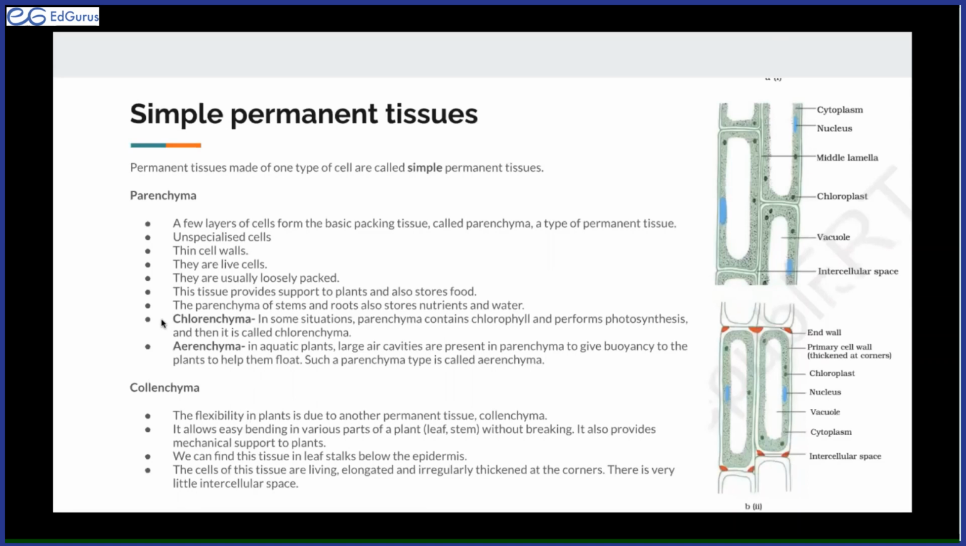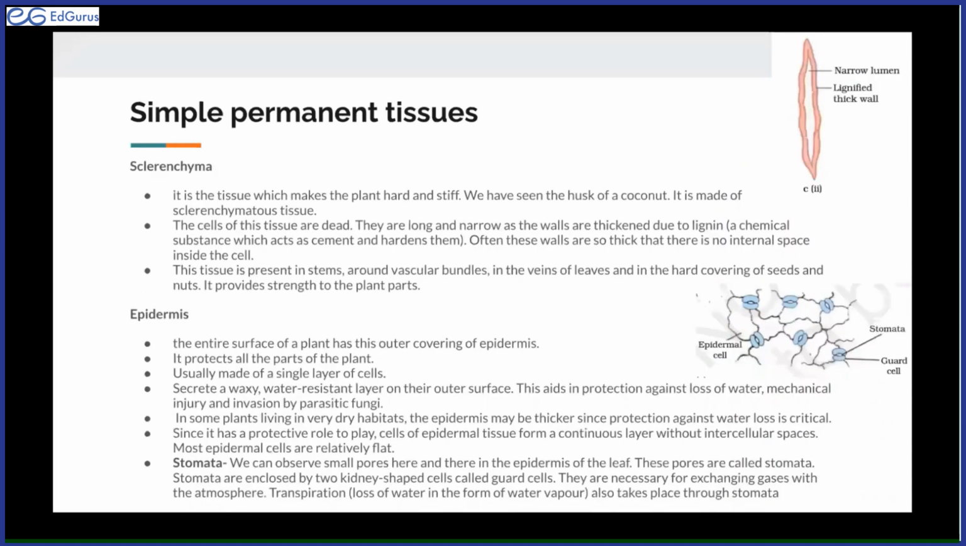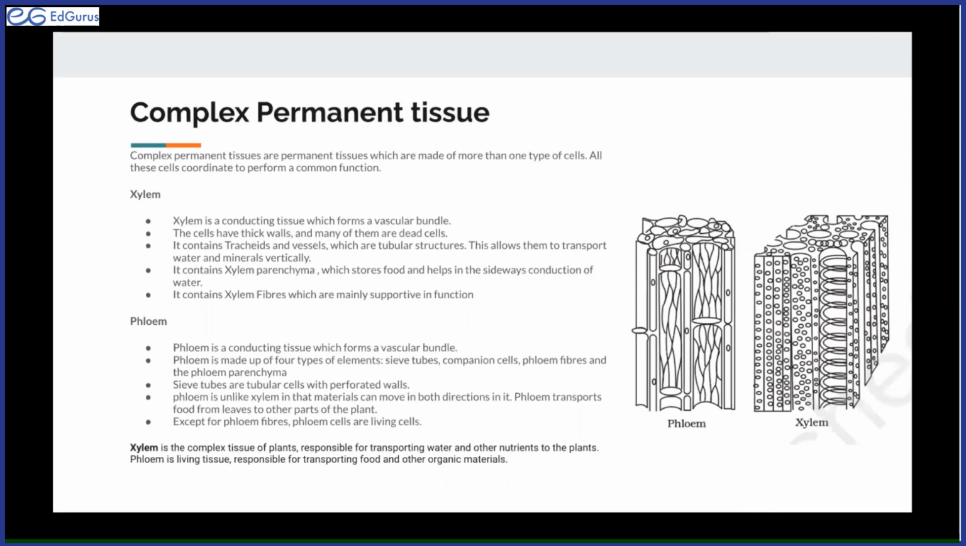Okay, so I won't go over these because it's very hard to remember, and I'm just doing a recap now. I'll post these notes on EdGurus, and if you want to go over the properties, you can. But I'll just give you a brief explanation. See, there are 4 types of simple permanent tissues, and I've made the notes for each of them here. And there is also another type of permanent tissue called complex permanent tissue.